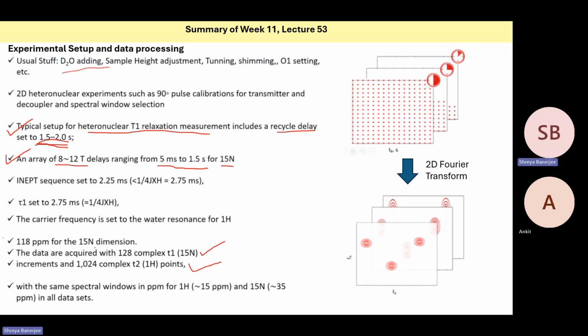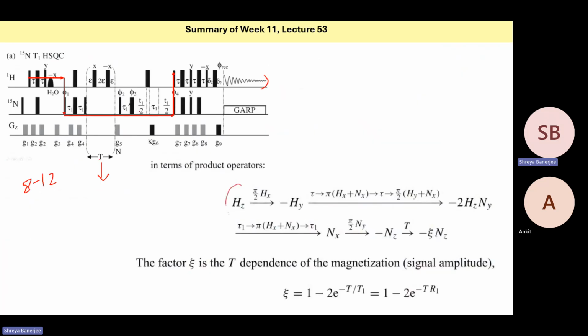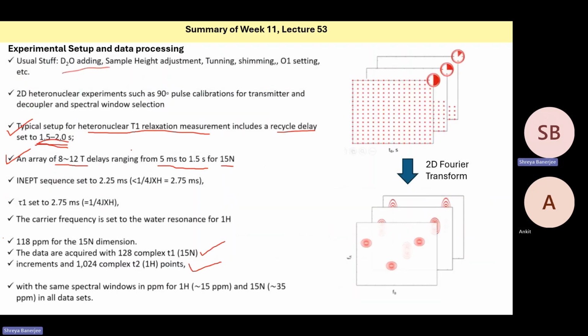So the data acquisition is done with 128 complex T1. So you can see the T1 here. You can change it. Again, these are not that important, but this is the spectral window width: for 1H it is kept around 15 ppm, and for 15N it is kept around 35 ppm.